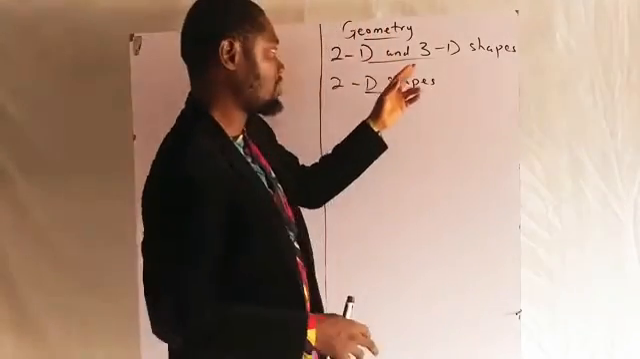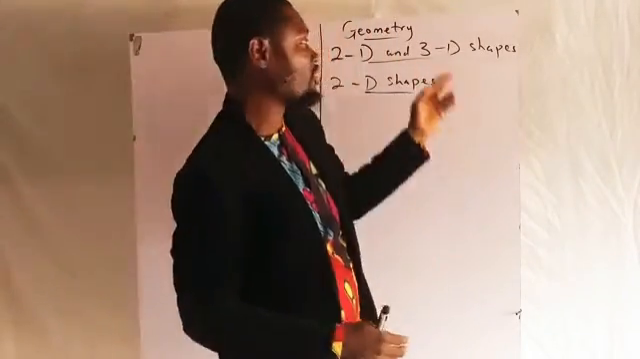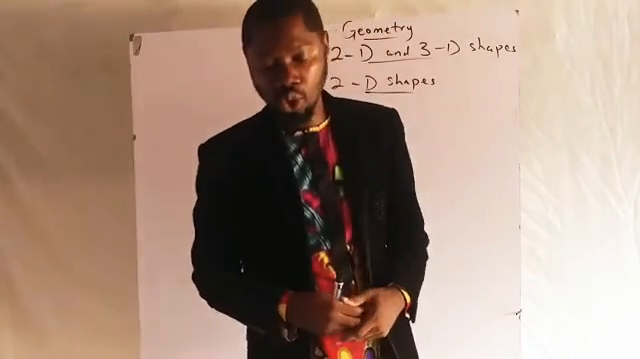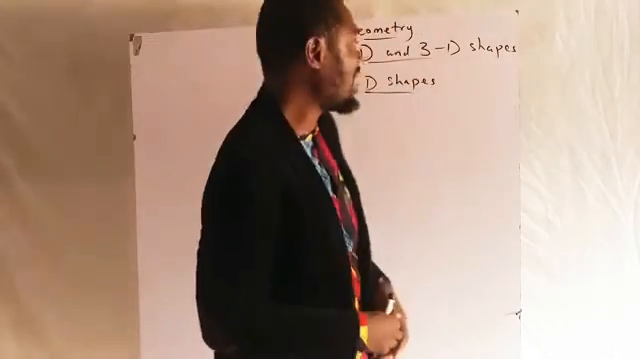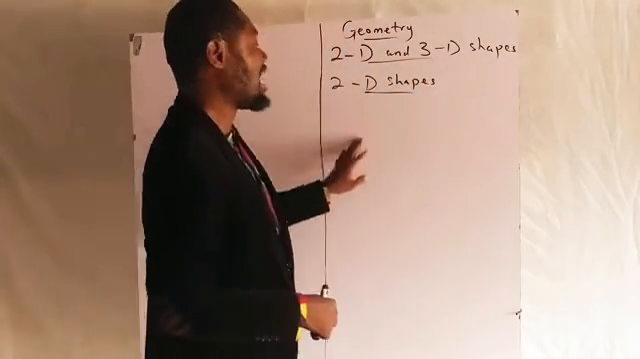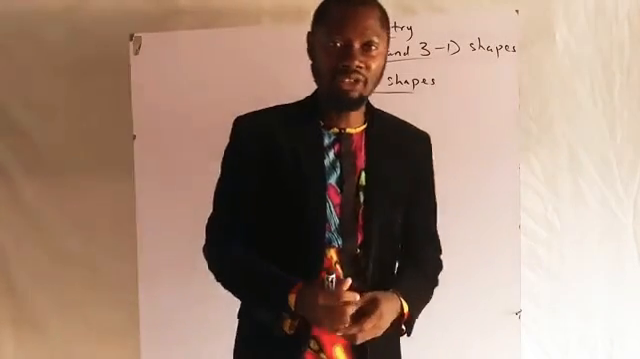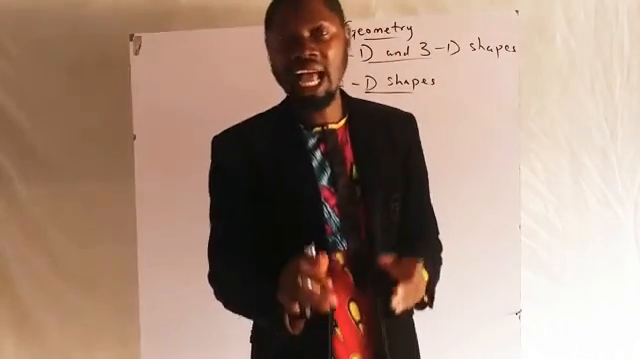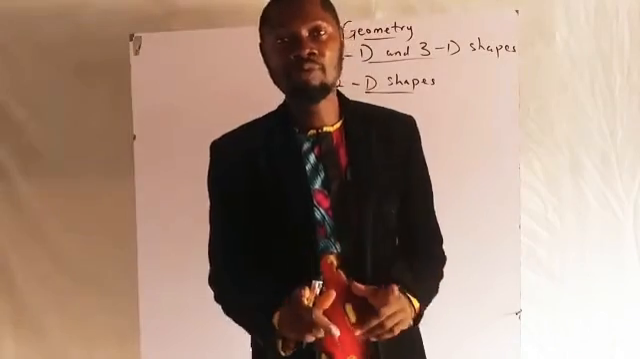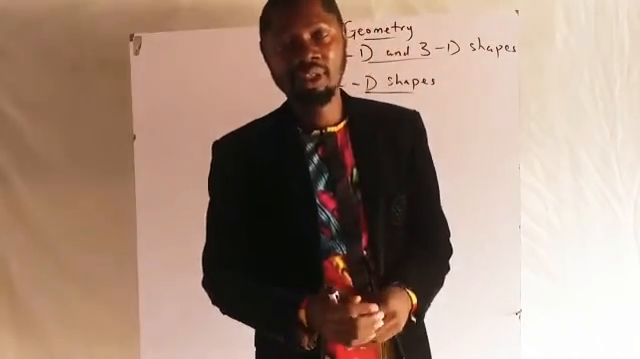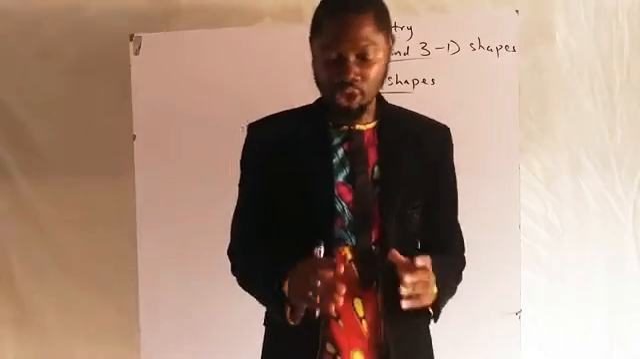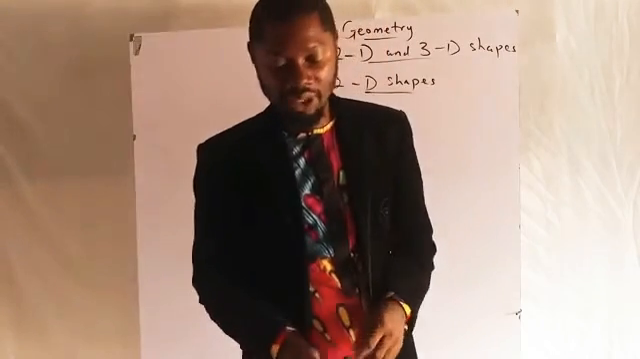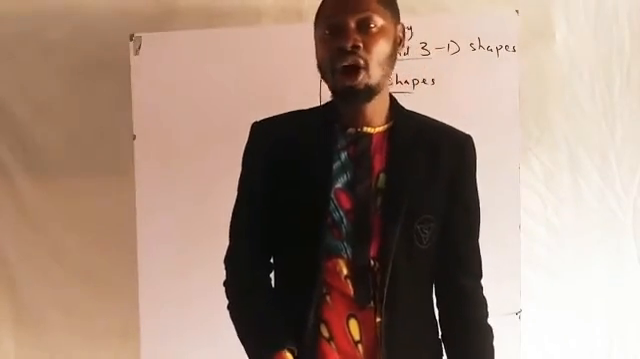While the 3D shapes are three-dimensional shapes. These are solid shapes. But we are concerned with the two-dimensional shapes. Two-dimensional shapes are shapes that have length and breadth. They don't have thickness. They are defined by the length and breadth alone, or width. So the 2D shapes are shapes that are not solid shapes. They are shapes that we can easily cut out from the cardboard.